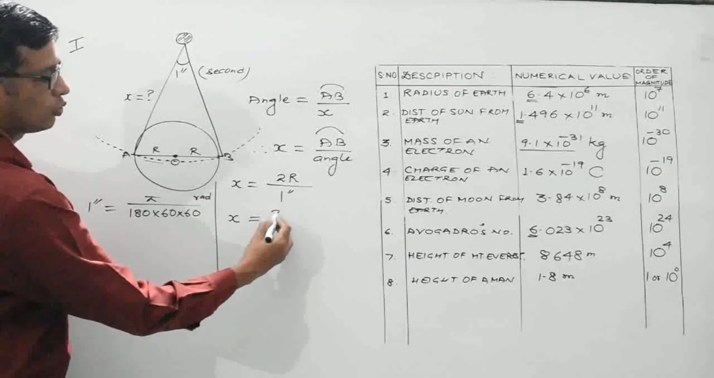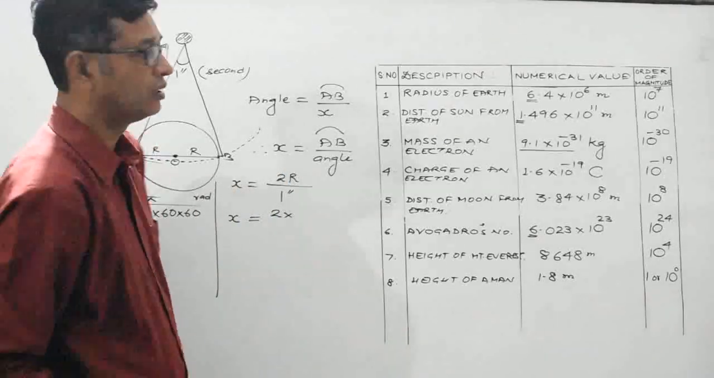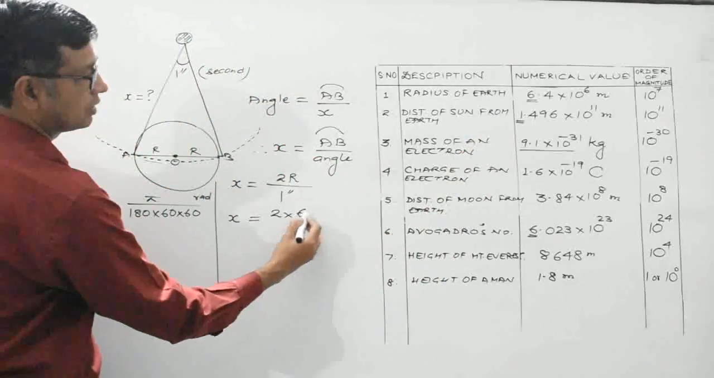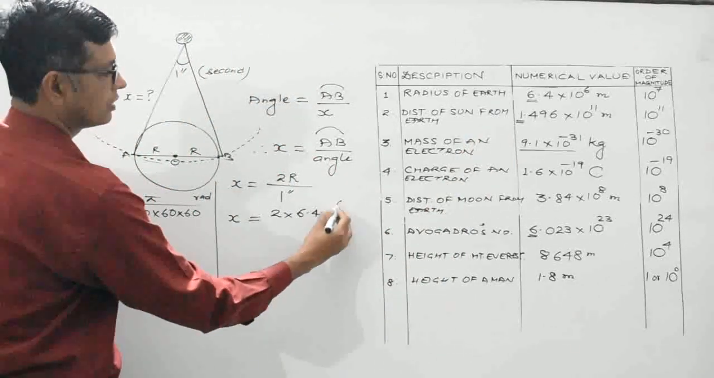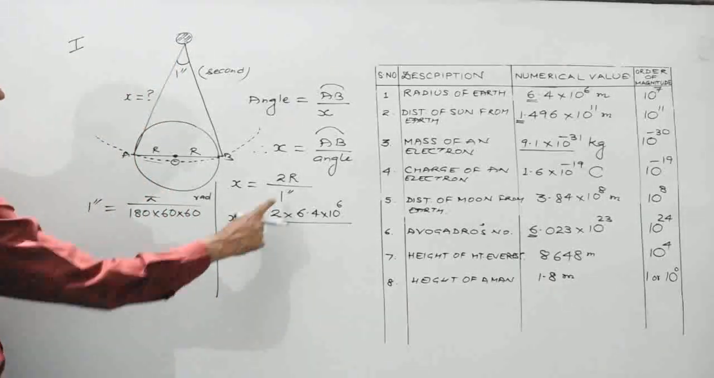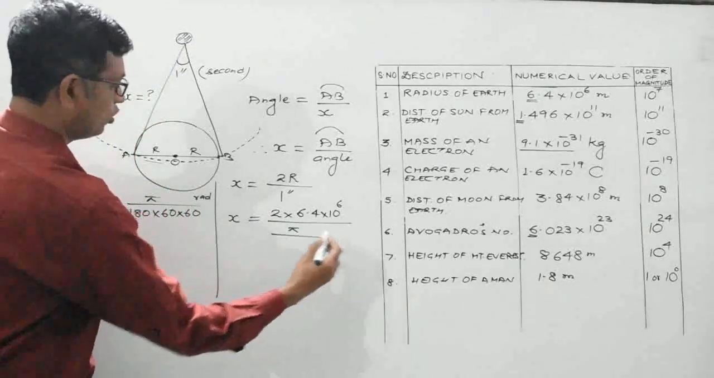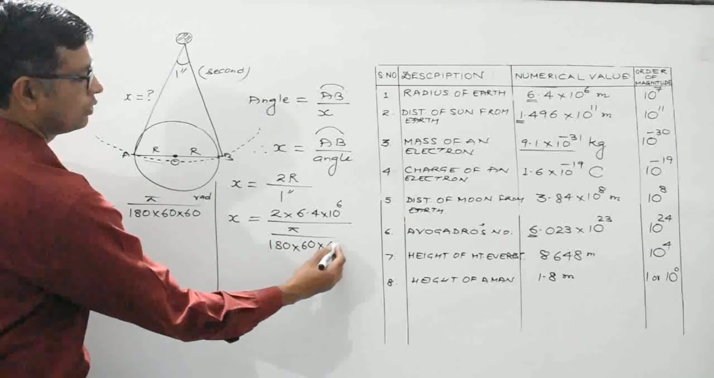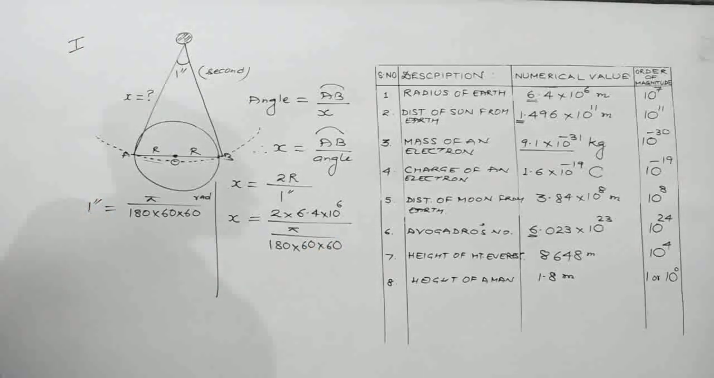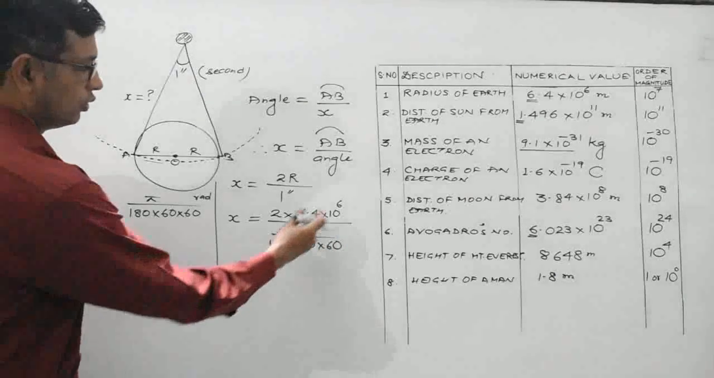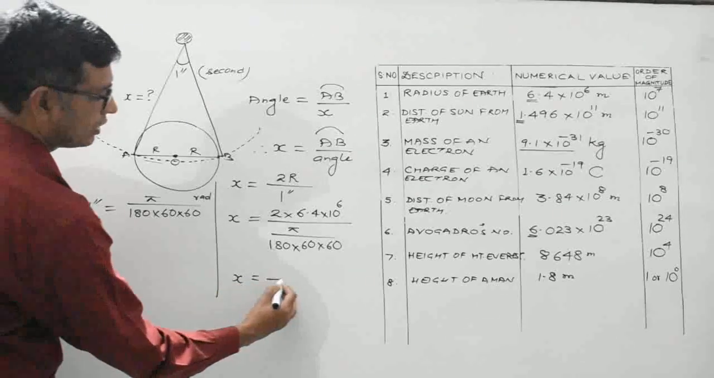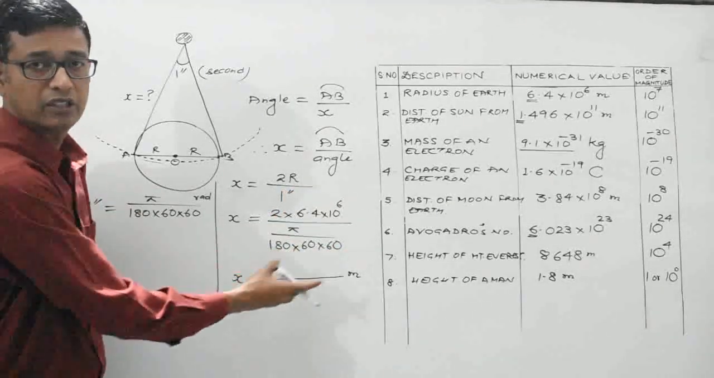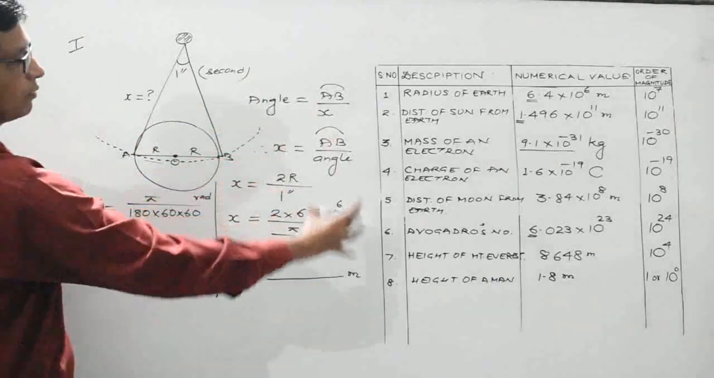So x will be equal to twice the radius of the earth, students, which is 6400 kilometer or 6.4 into 10 to the 6 meters, divided by 1 second, which is pi over 180 into 60 into 60. Right? So substitute this value and you will get the answer in meters. I hope this can be easily done by you. Right? So this is the concept involved over here.